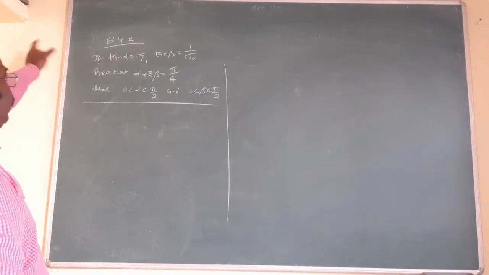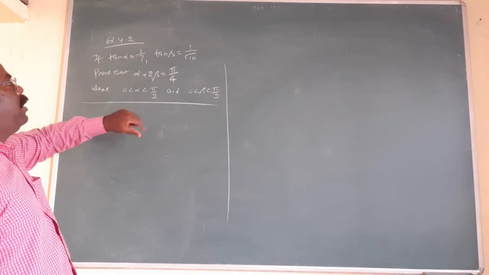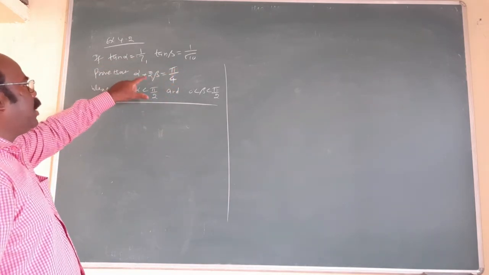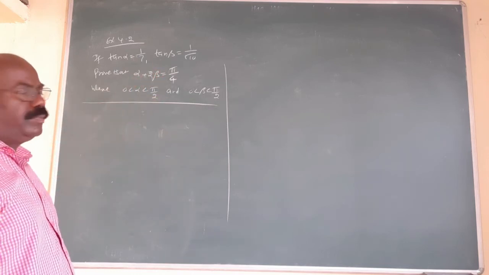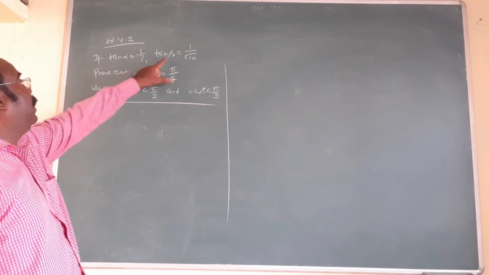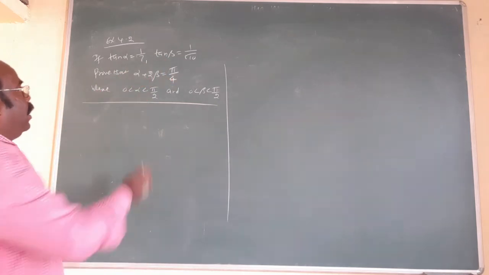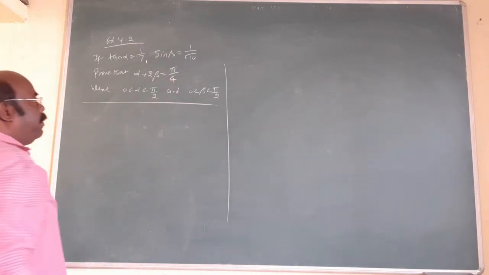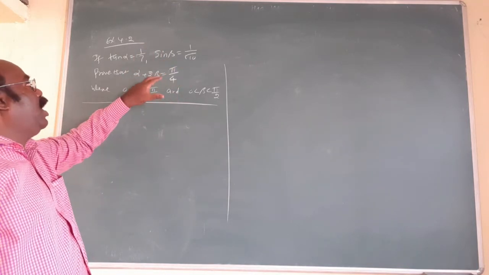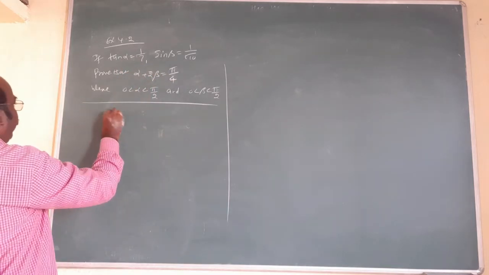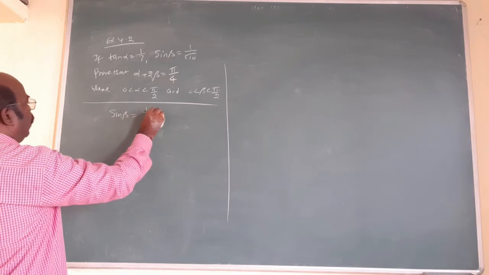Now listen here. Tan alpha is 1 by 7, sin beta is 1 by root 10. Prove that alpha plus 2 beta is pi by 4. Tan alpha is already given, but only sin beta is given for beta. We want tan beta, so from sin beta you will find tan beta. Am I right? That's why, what is given? Sin beta equal to 1 by root 10.